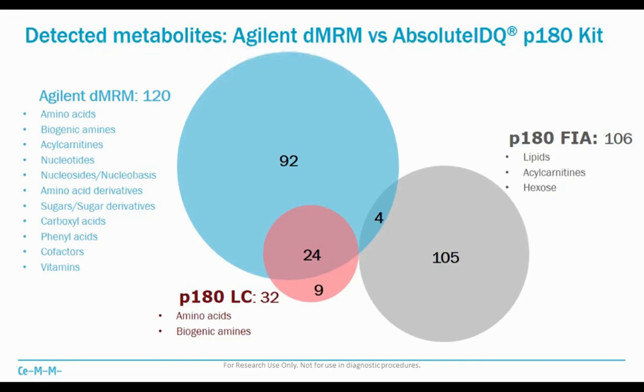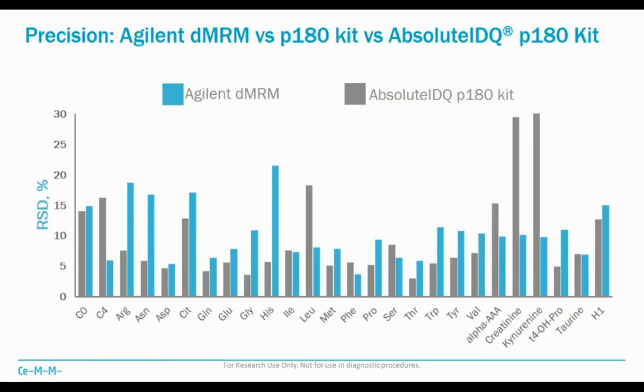complementary to each other. In the p180 kit, you have a big fraction of lipids that are measured that is not covered by the Agilent dMRM method. On the other hand, with the Agilent dMRM method, we have things like nucleotides and sugar-phosphates that are not covered by the kit. There is a fraction of metabolites, mainly amino acids, that overlaps in both methods. And if we look at the precision, the RSD of repeated injections, it's really similar between the two methods. This is also not a big surprise, as both methods use triple quadrupole as the detection technique.